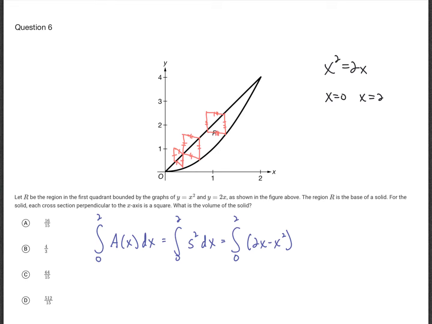Okay, so that represents the distance between these, but to get the area, we square it, since the area of a square is s squared. Alright, and then that's maybe the hard part. Now we just have to solve that. Here we have to FOIL this out.